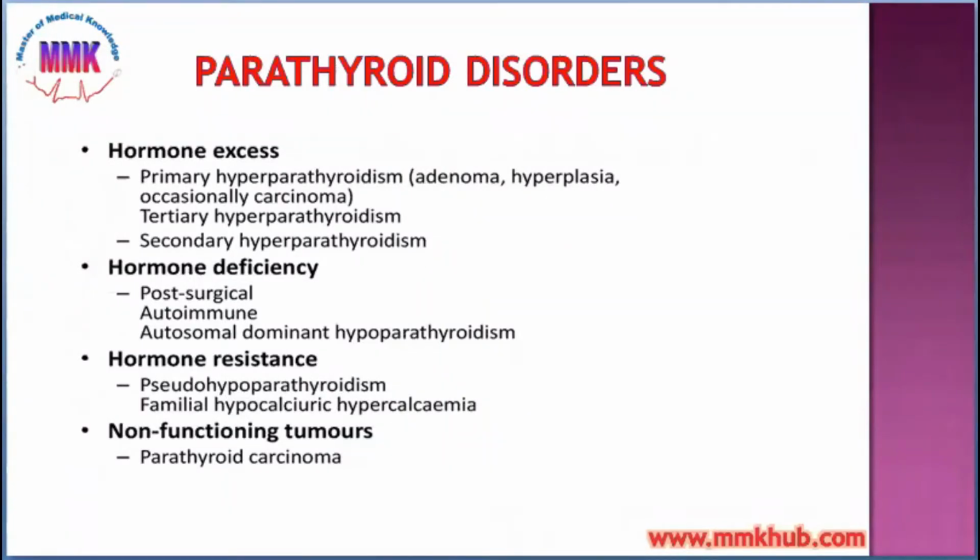Parathyroid disorders can be due to hormone excess, that is primary hyperparathyroidism, which may be due to adenoma, hyperplasia, or occasionally carcinoma. It can be secondary or tertiary hyperparathyroidism. It can be due to hormone deficiency: post-surgical, autoimmune, autosomal dominant. It can be due to hormone resistance, that is pseudo-hypoparathyroidism or familial hypocalciuric hypercalcemia, and non-functional tumors such as parathyroid carcinoma. We will discuss these conditions one by one.